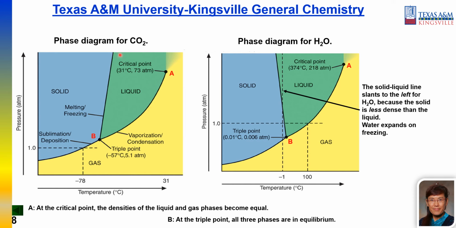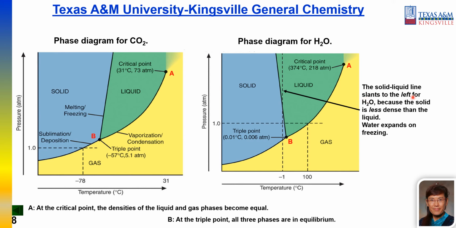Be careful for your CO2, this solid-liquid phase line has a positive slope, meaning your solid carbon dioxide is denser than the liquid carbon dioxide. On the other hand, if you have the phase diagram for water, you also have three different regions: solid, liquid, and gas. You also have three phase lines. However, your solid-liquid phase line, this straight line, has a negative slope. This line slants to the left.